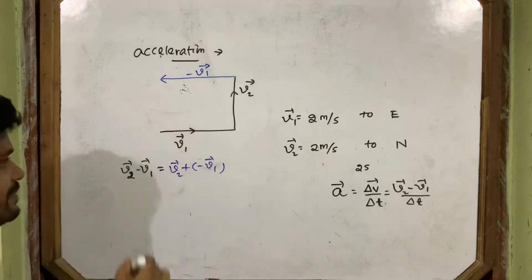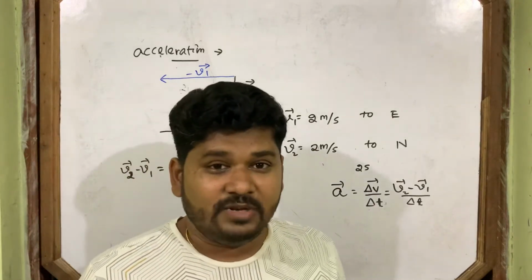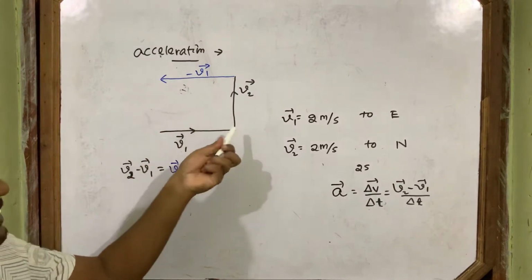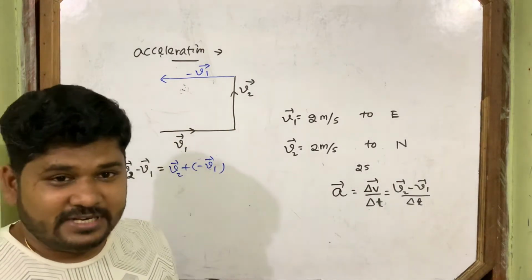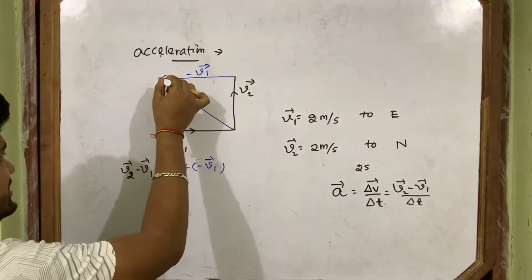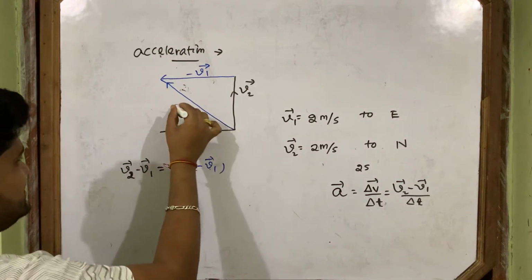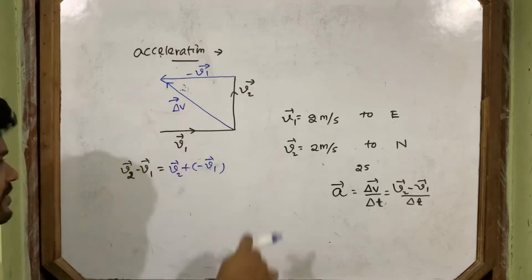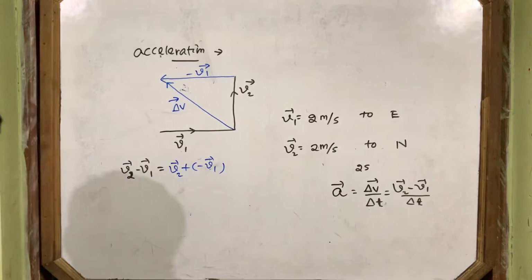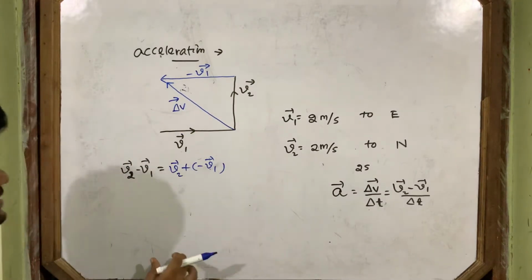Which law will be applied here, triangular law or parallelogram law? Which law will apply to add V2 and minus V1? If you are telling the answer triangular law, you are correct. So this is the resultant. This is del V vector, the change in velocity vector. Okay, so now let's find that del V vector.